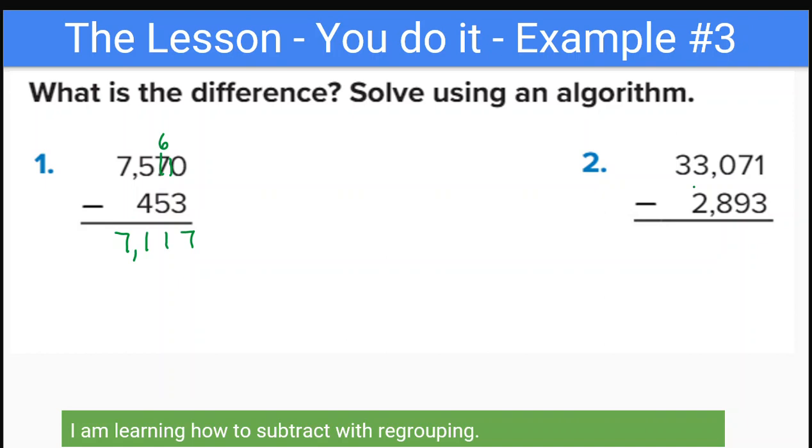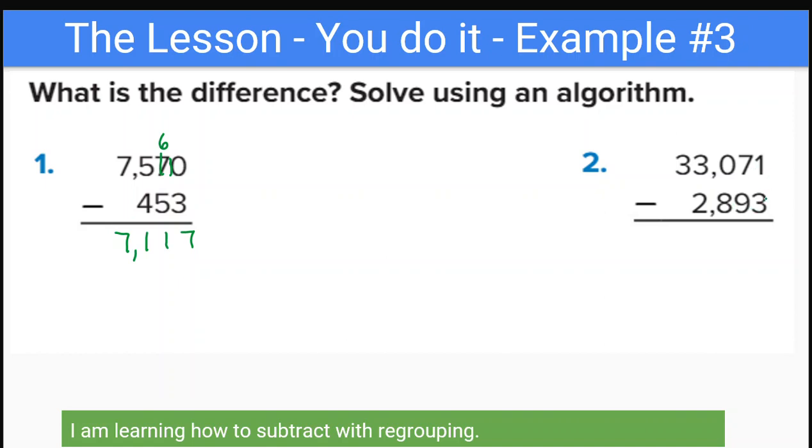All right, we'll do it one more time here. It says 33,071 take away 2,893. Right away, I can see that there's going to be a lot of regrouping because all these numbers down here, except for that one, are bigger than these numbers up here. And usually you have to have the larger number up on top. And overall, this number is larger, of course, so that's why it's on top. But all these digits are bigger on the bottom, so we need to fix those.